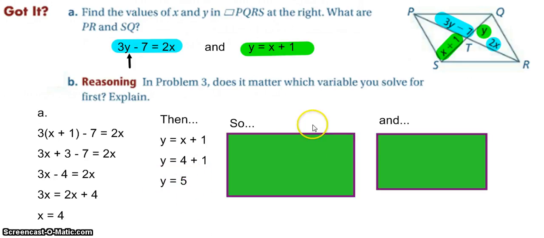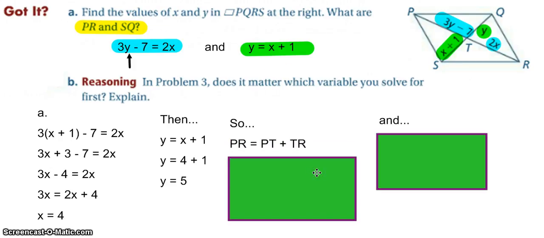Once I know that, remember, we're not trying to solve for x and y, we're trying to solve for PR and SQ. So to solve for PR, I'm going to start by saying PR is actually the combined segments of PT and TR.